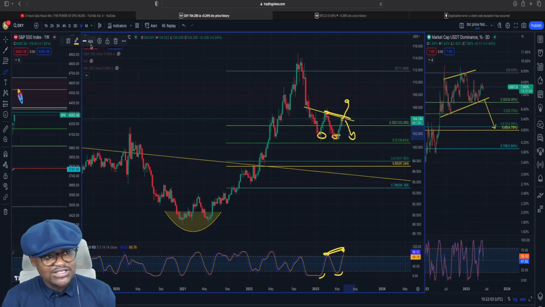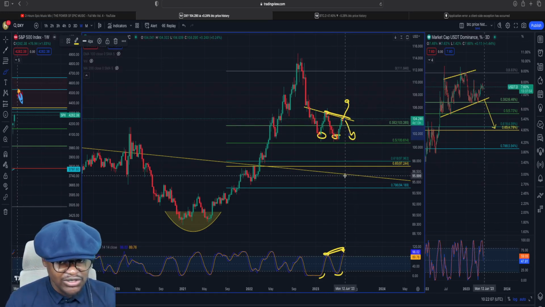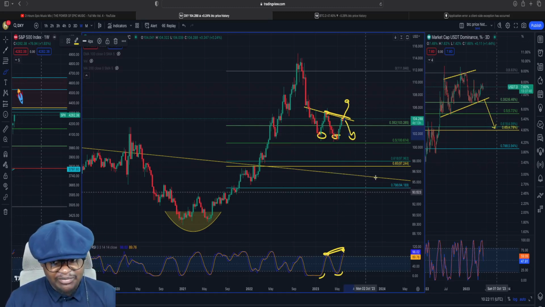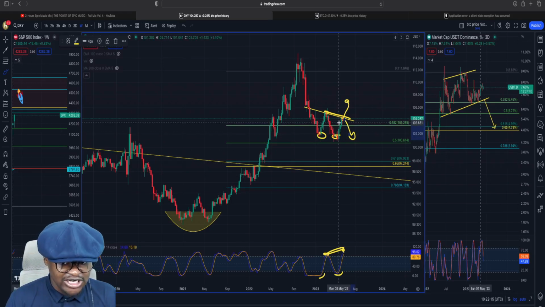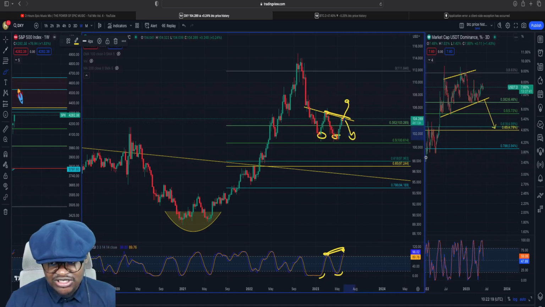Now, bear in mind, these are on the higher time frames, so it's not something that will happen today or tomorrow. It could happen, but it's not guaranteed to happen today or even next week. This could take a lot of time, which is why I decided to be making these predictive analysis videos weekly, so that we have the bigger picture of where we are going.